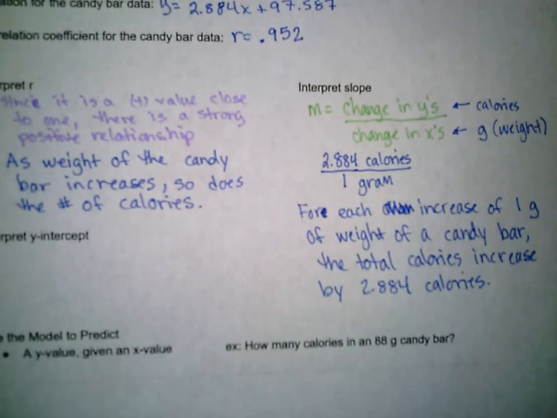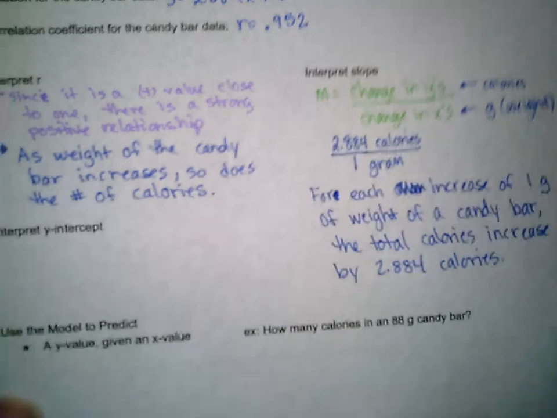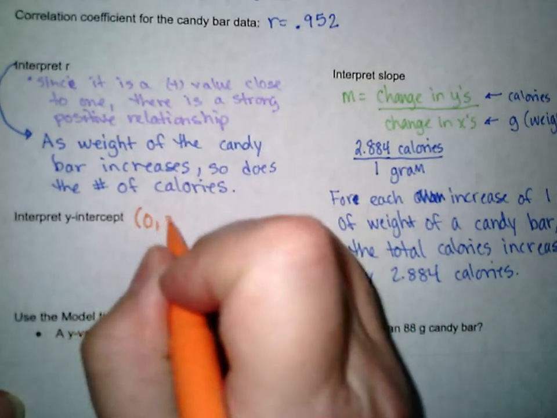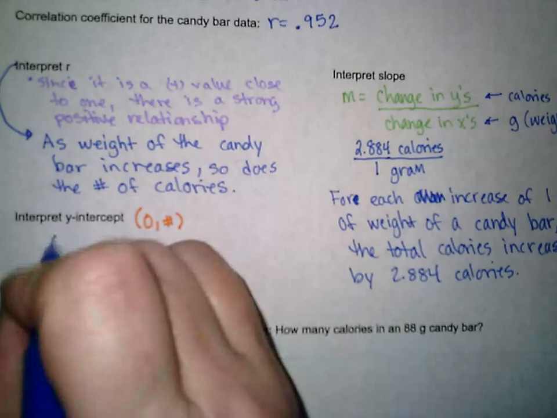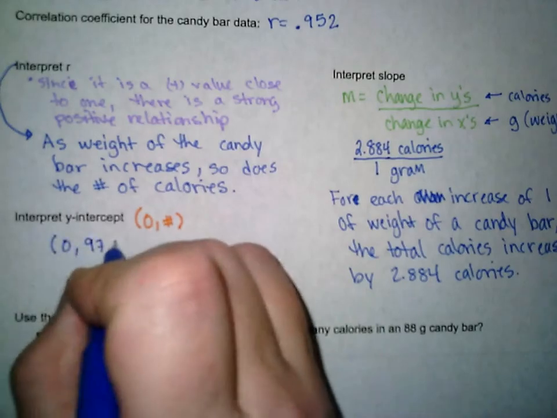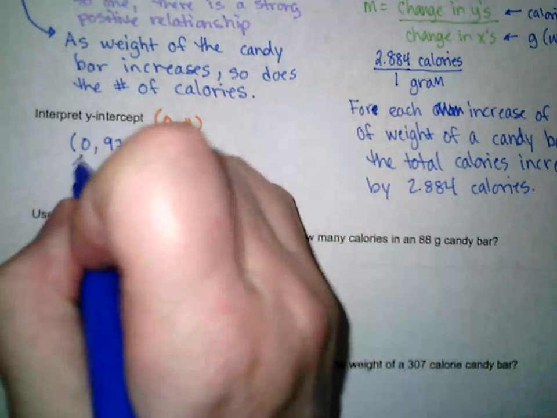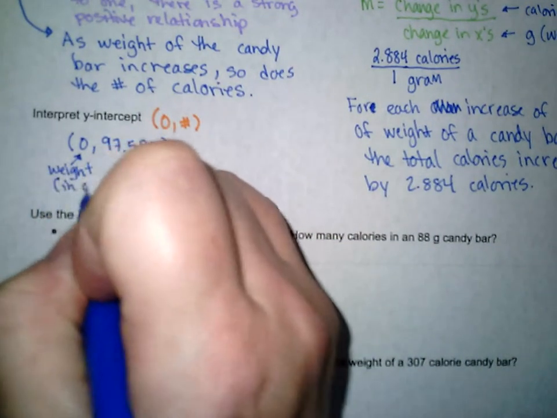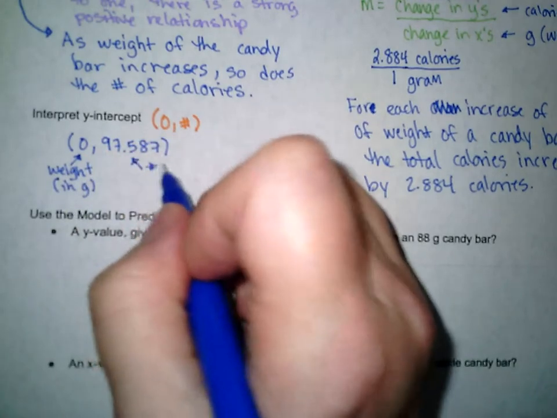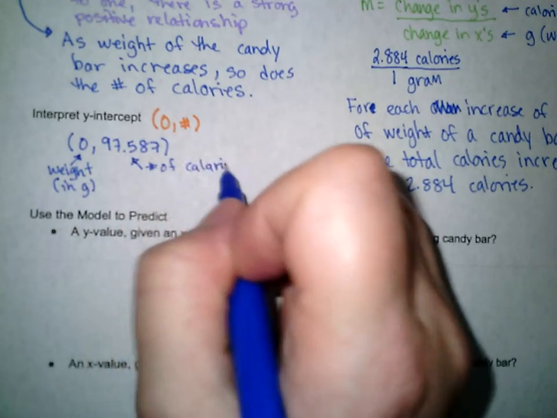And then we have the y-intercept. The y-intercept is the ordered pair that is 0, comma, a number. In our case, our ordered pair for a y-intercept was 0, 97.587, based on the equation for the line. And again, remember that the x values were the weight of the candy bar in grams, and the y value was the number of calories in the candy bar.